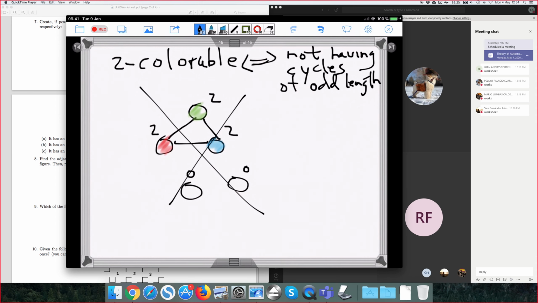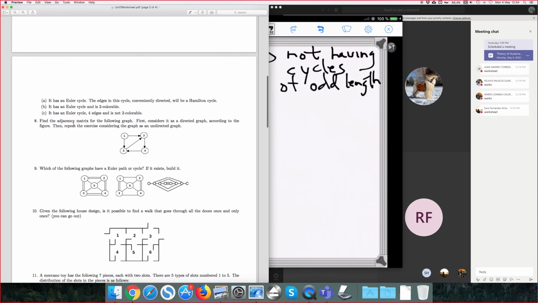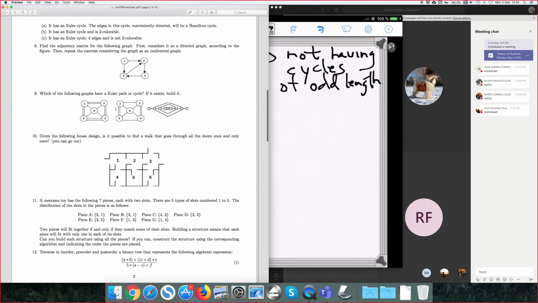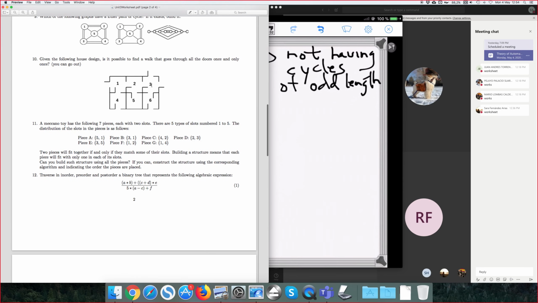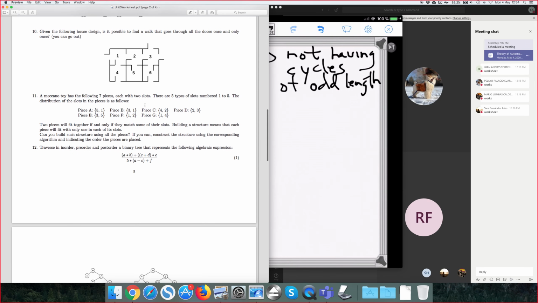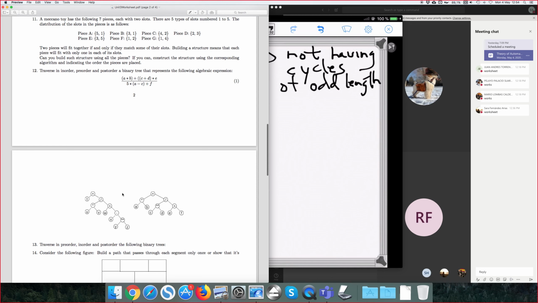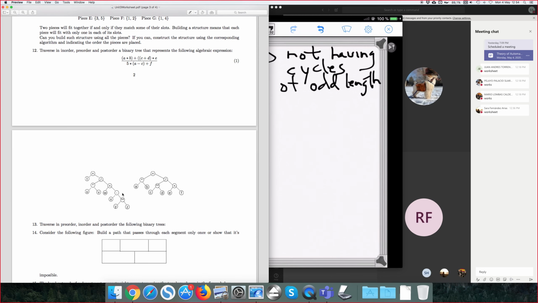Okay, any question about this exercise? No? Okay. So exercise 8 is similar to 4. 9 was solved previously. 10 was solved. 11 was solved. 12 and 13 are similar to the one that we solved in the exam.